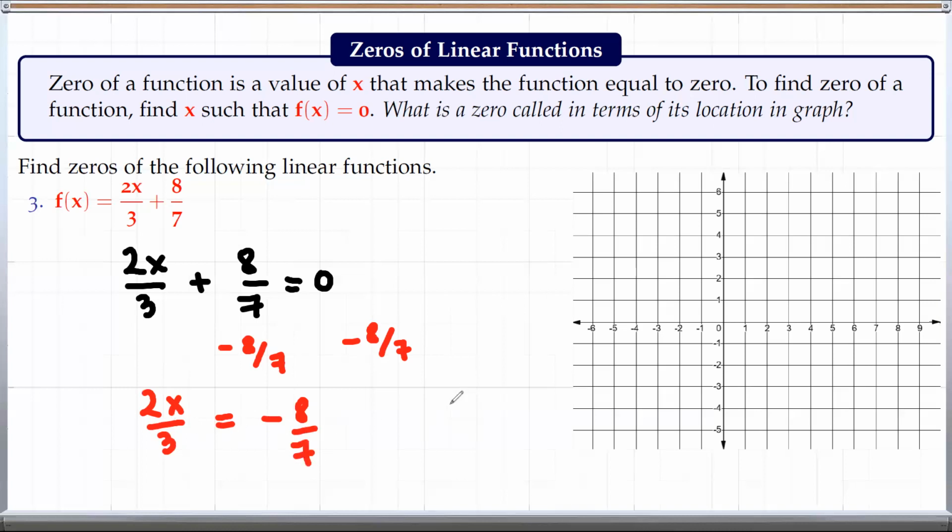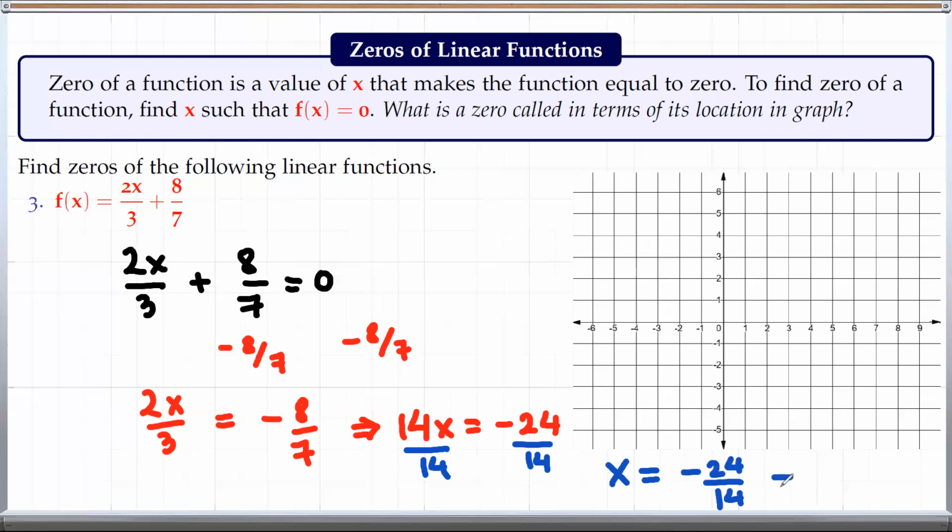And then we can cross multiply. So 2x times 7 is 14. We get 14x equals 3 times negative 8 is negative 24. And then finally, you can divide both sides by 14. So we get x equals negative 24 by 14, which is, if you divide top and bottom by 2, you get negative 12 by 7. So this is 0 of this particular function, negative 12 by 7. So negative 12 by 7 is somewhere over here between negative 1 and 2.